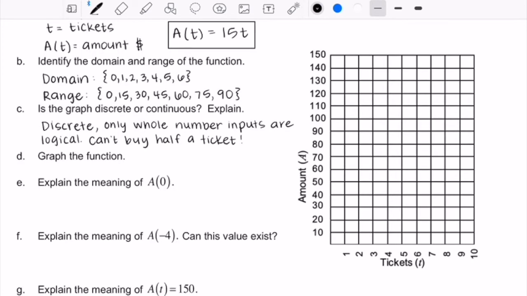We're going to create the graph. Our x-axis represents the number of tickets that we buy, so buying 0 tickets would cost $0. Buying 1 ticket would cost $15, 2 would cost $30, and so on. Even though these points follow a straight line, remember, we're not going to draw the line because it's a discrete function.